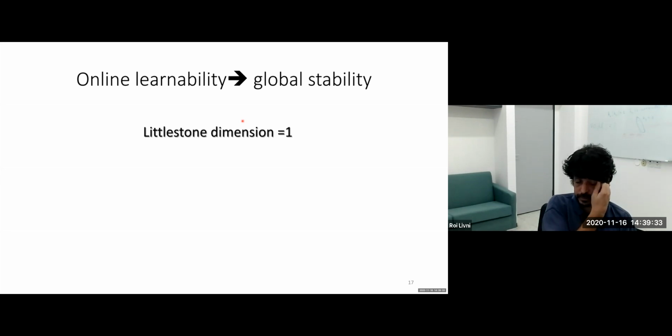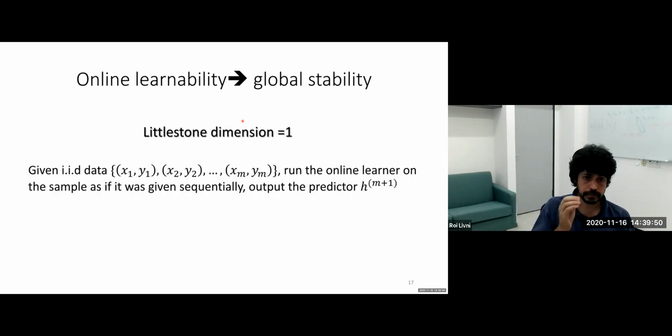So first, let's start with a very simple case of Littlestone dimension 1. So remember, Littlestone dimension 1 means you have an algorithm that, given sequential data, will make at most one mistake when it labels that data. So what we're going to do is, given i.i.d. data, we're going to run the online learner on the sample as if it was given sequentially, and then we're going to output the predictor of the algorithm.